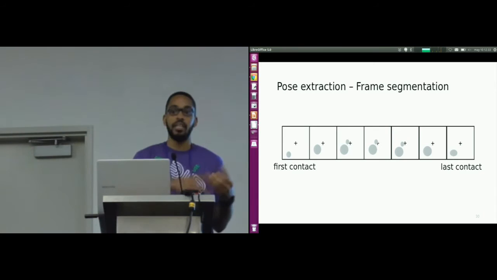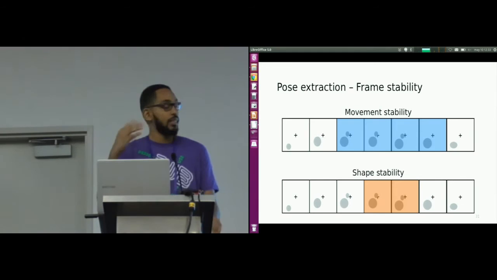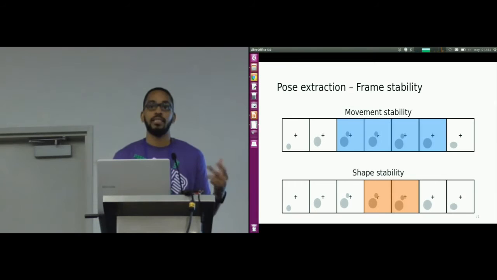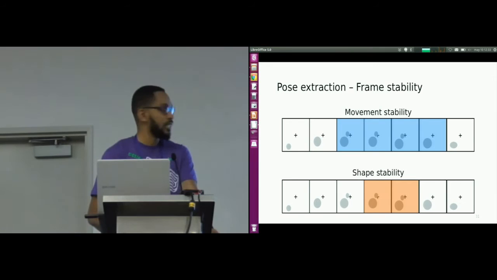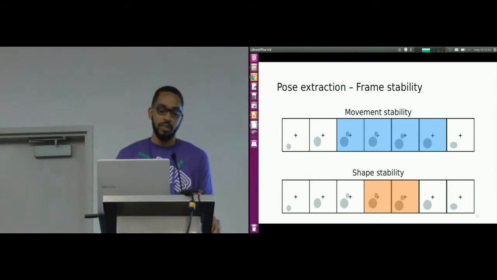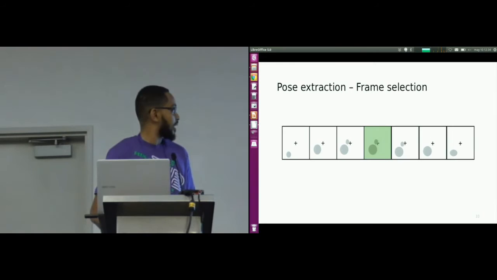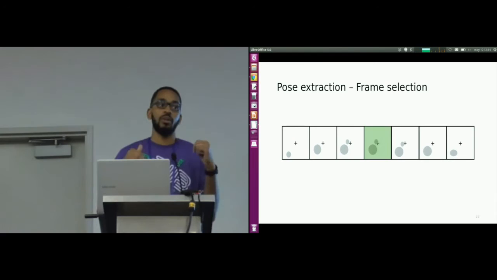From our study, we realized that people would tend to dwell when they were getting near their target. So we decided that we needed this notion of stability. That's the time where we believe users felt like they were actually acquiring their target. We created two stability scores, movement stability and shape stability. We go through each frame of the touch process, and we label each as either movement stable or shape stable. Then we look for overlap, which frames are both movement and shape stable. From that, we take the touch data from the frame that's both movement and shape stable and has the longest lifespan.